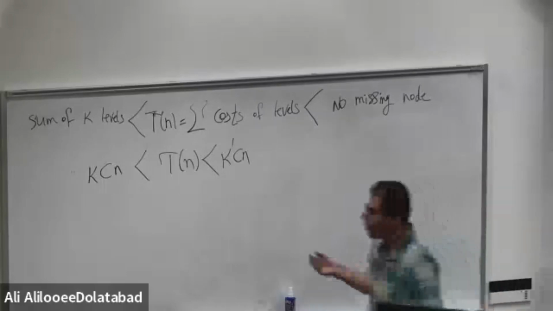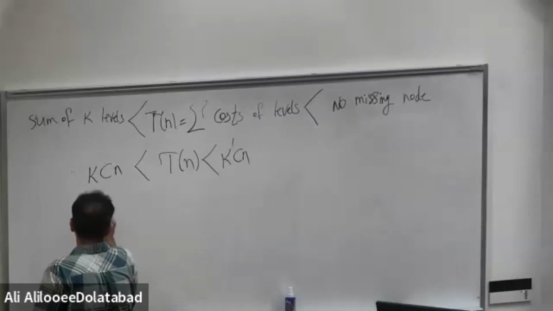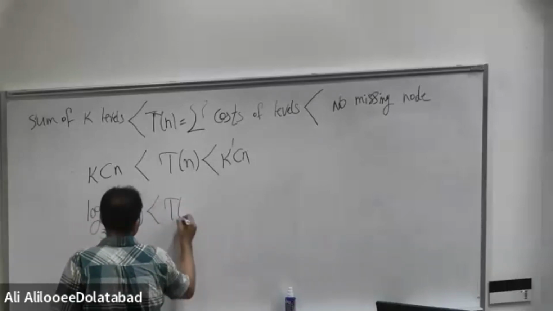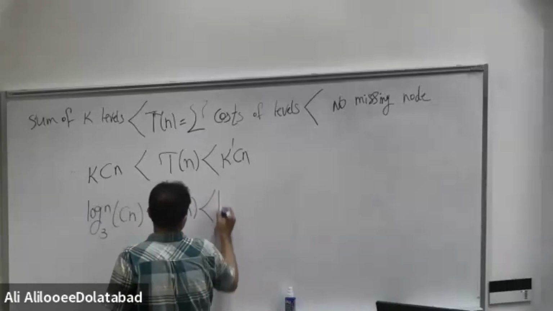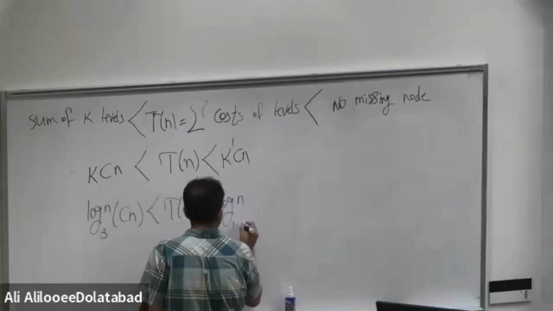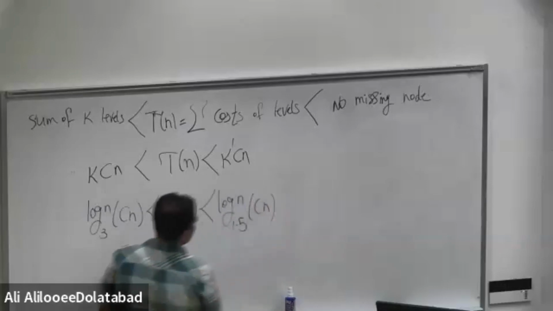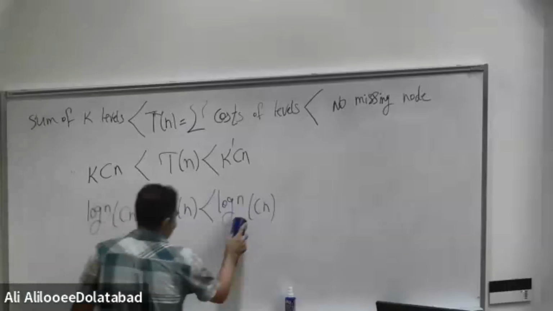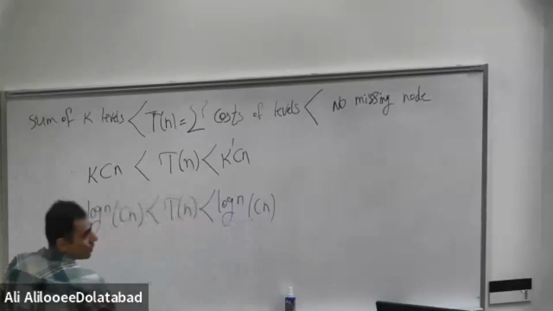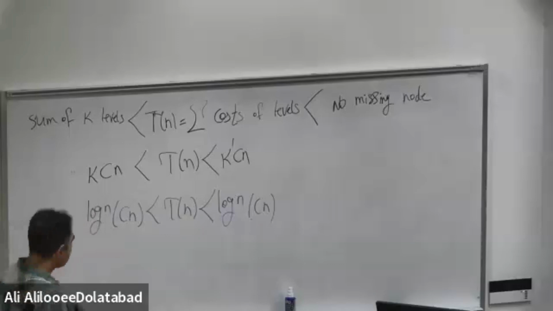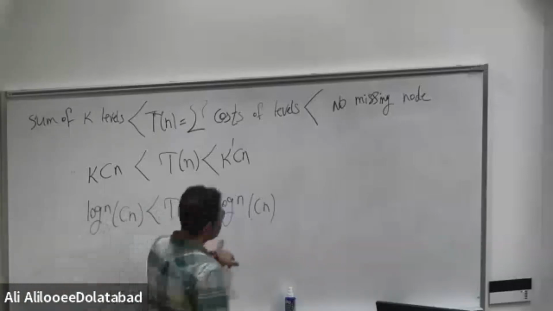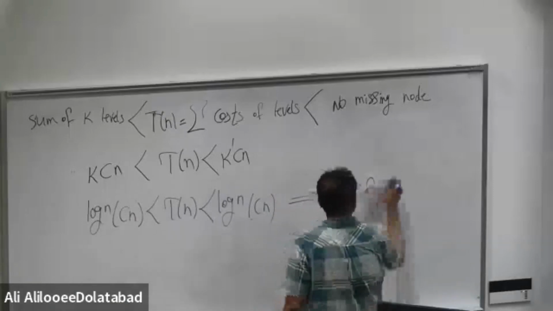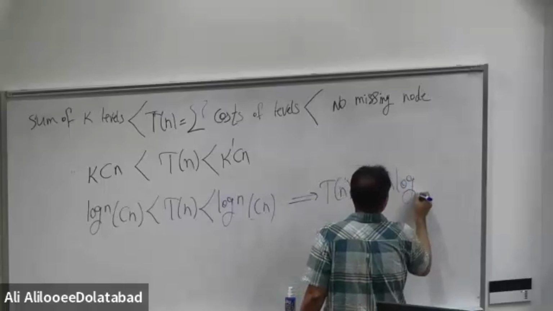K and k prime are known. K is log of n base 3 times Cn. K prime is log of n base 1.5 times Cn. But as we explained, the base of logarithms at infinity can be ignored. Then no base. See, the bound on the left and the bound on the right are the same, so what can be written? Tn belongs to theta n log n.